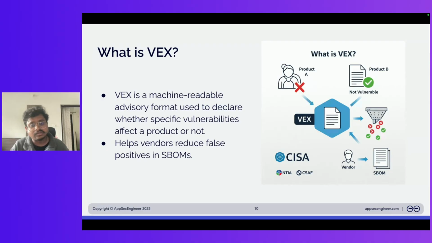So SBOM will give all the third-party dependencies in your application. VEX will give actually what are the dependencies that are exploitable in your application. By this, we can achieve a high-fidelity feedback loop by decreasing the false positives in your findings and by increasing the true positives.